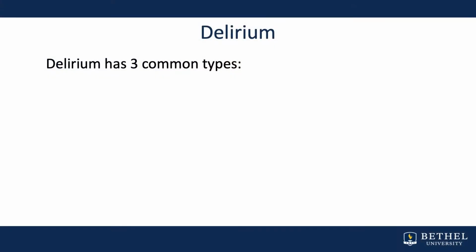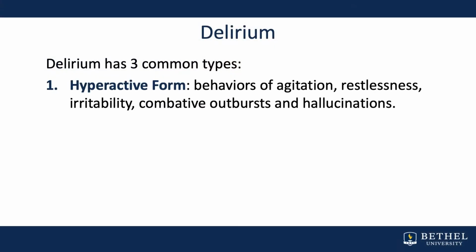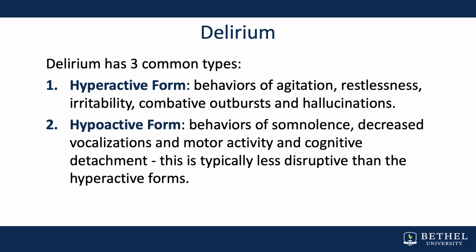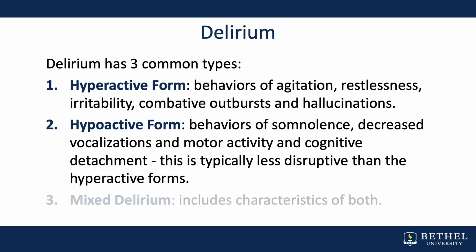Delirium has 3 common types. The hyperactive form, which includes behaviors of agitation, restlessness, irritability, combative outbursts, and hallucinations. The hypoactive form, which includes behaviors of somnolence, decreased vocalizations and motor activity, and cognitive detachment. This is typically less disruptive than the hyperactive forms. Mixed delirium includes characteristics of both. It should be noted that delirium is associated with increased morbidity and mortality.